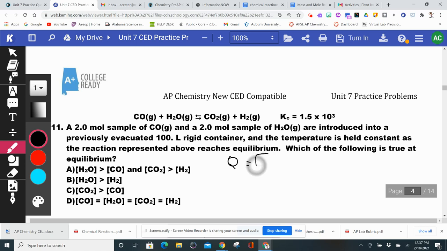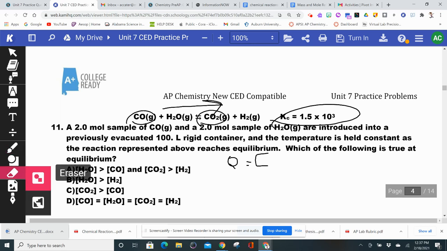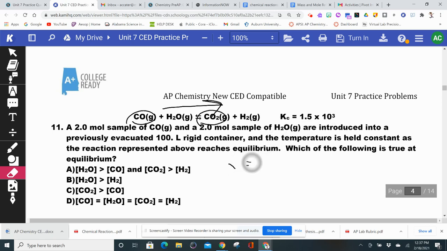Okay, so Q is going to be your concentration of CO2 and H2, which we don't know. I think if we look at that, you can see that this is going to proceed to the right. So at the end, your concentration of CO2 should be greater than your concentration of carbon monoxide, since you are making the CO2. I think that's what they're trying to get at.